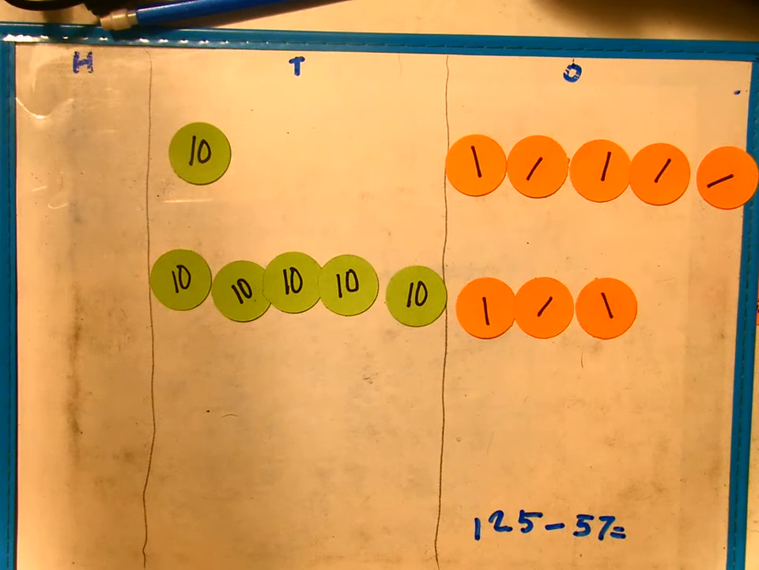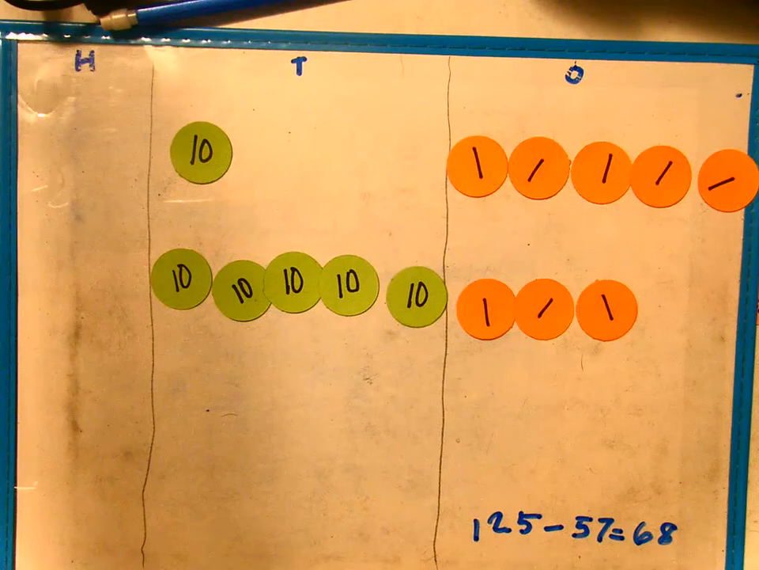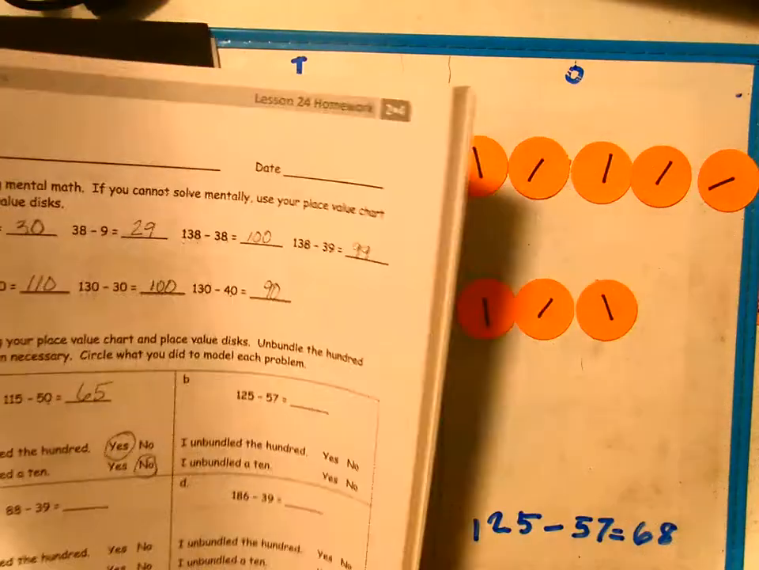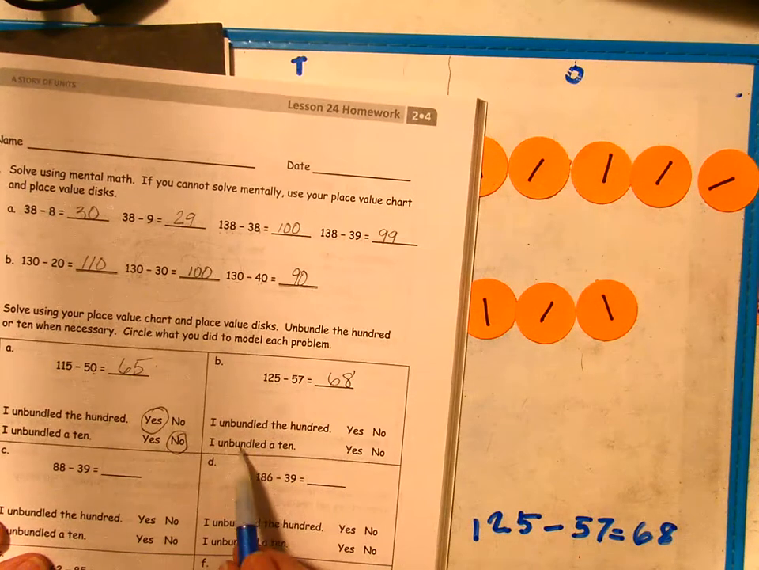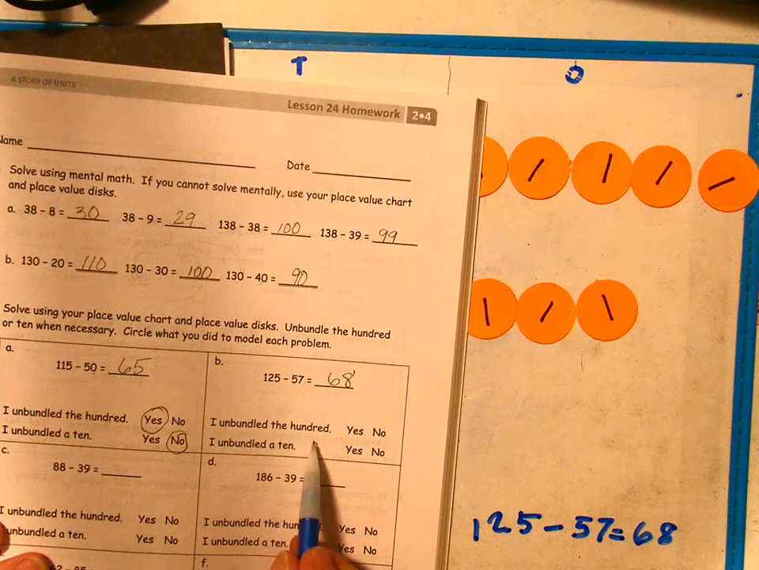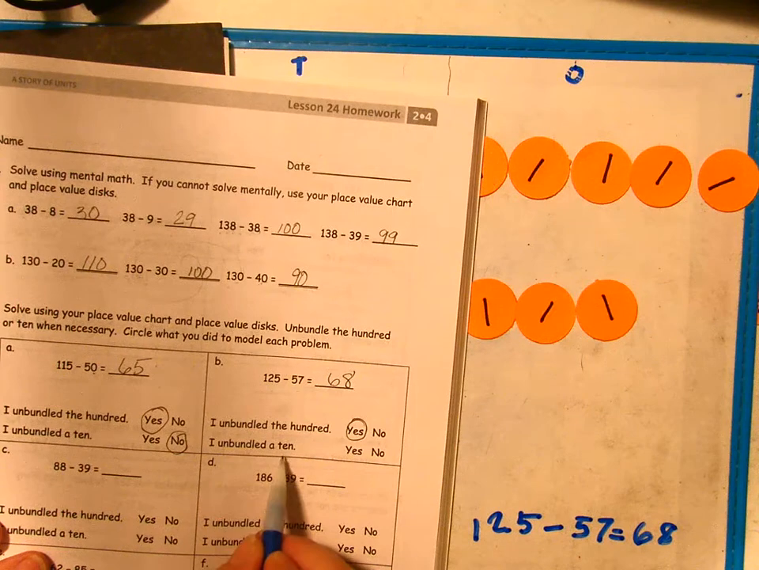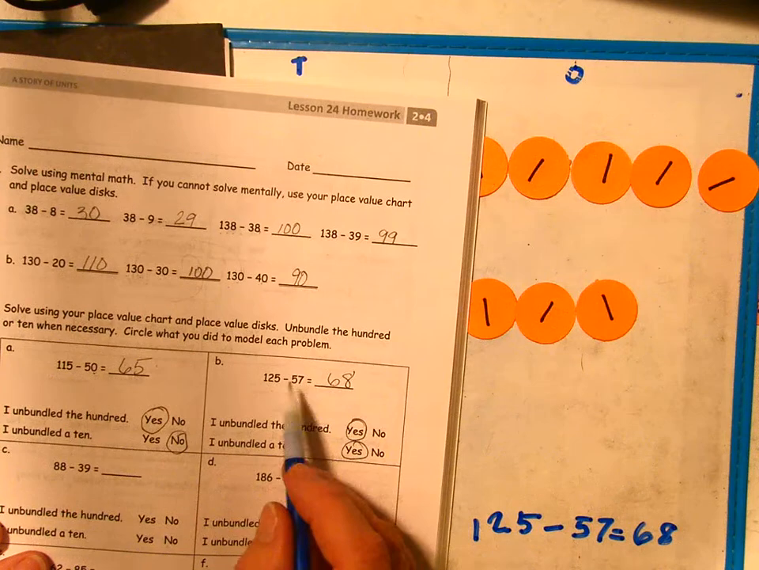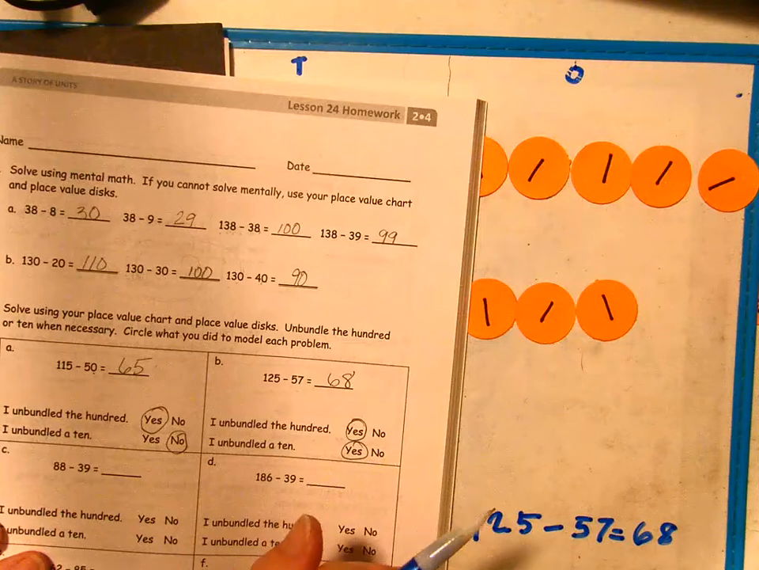So 125 minus 57 equals 68. I'm going to write that in my book, and then we're going to have to answer those questions. So, did we unbundle 100? Yes, we did. Did we unbundle a 10? Yes, we did. That time we were taking 7 ones away and we only had 5. So we had to decompose twice on that problem.